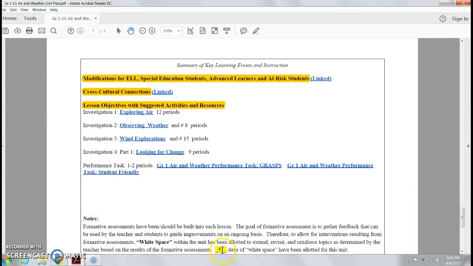You'll notice in the bottom here, there is an amount of white space. So white space is about how many extra days that you have allotted in this unit. And you'll see next to each of the links for the unit, there's the amount of periods that it's estimated it will take you for that particular stage of that particular investigation.